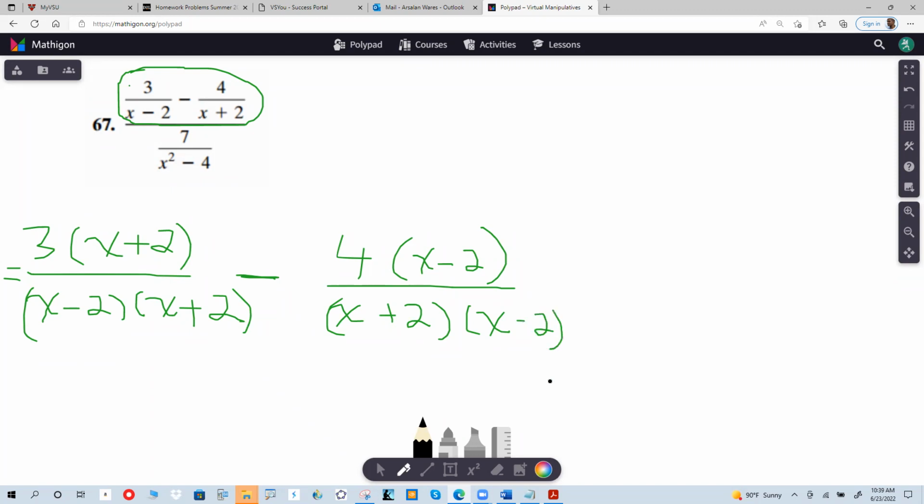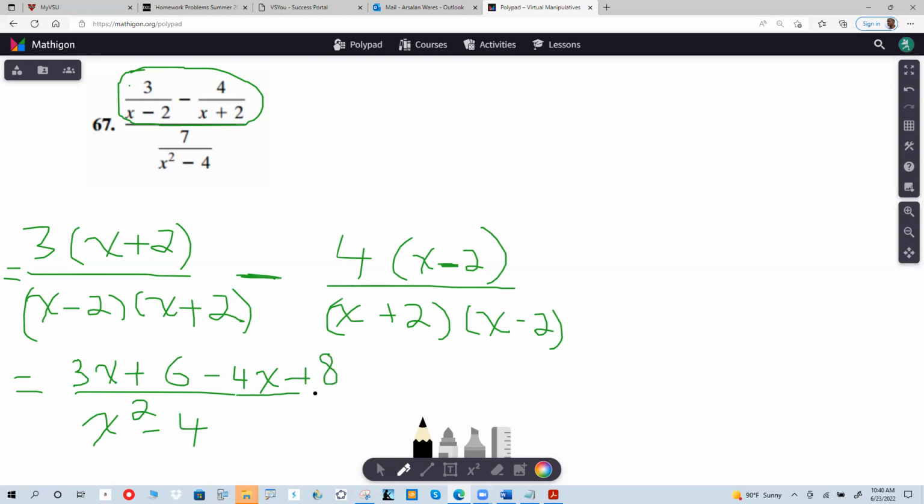Your goal is to make the denominator the same. And now the denominators are the same. And look, it doesn't hurt to write, instead of x minus 2 times x plus 2, I know what that is. I can write x squared minus 4. That'll save me a little bit of time, right? Okay, what do I have on the top? On the top, I have 3x plus 6. I distributed this 3 over. Here I have minus 4x, and 4 times 2 is 8. This minus and this minus makes it plus. And I'm going to check if I messed up, okay?